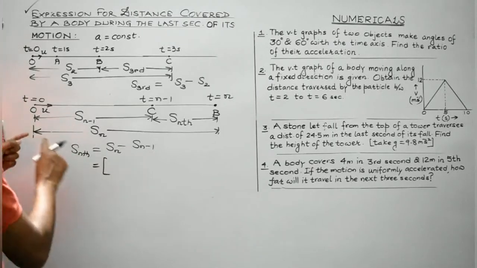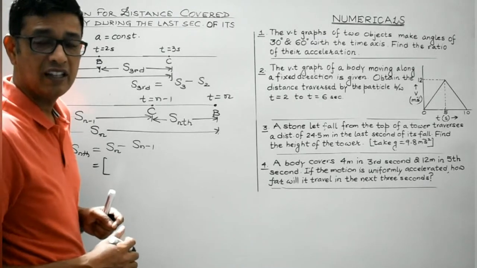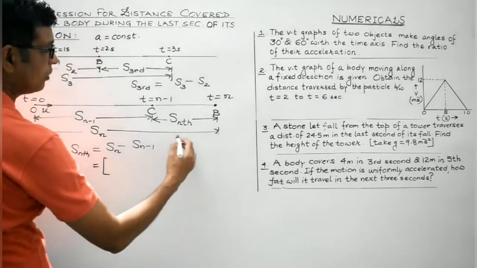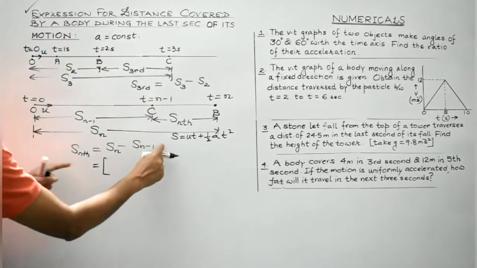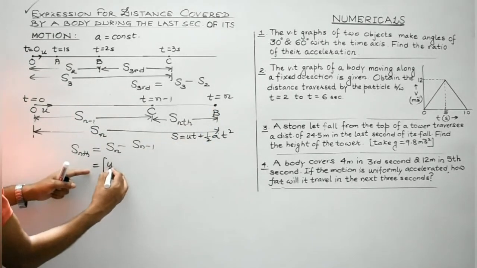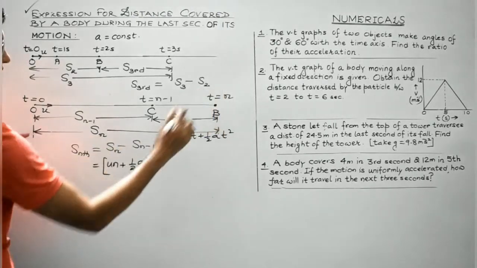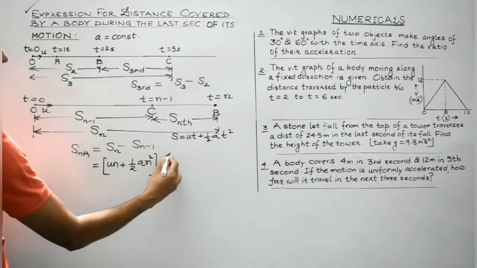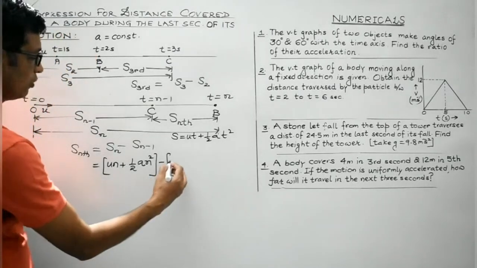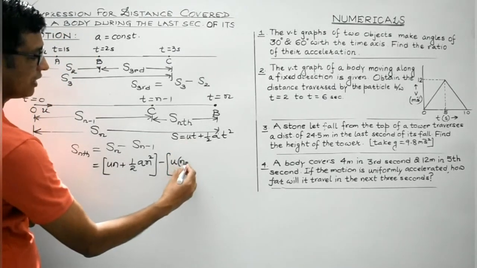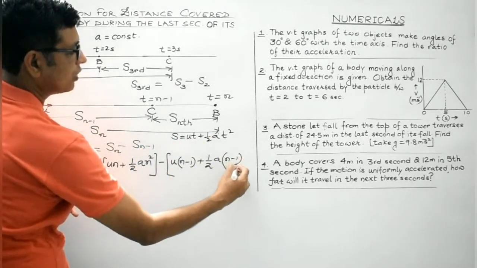What is Sn, students? Total distance covered by the body during time n seconds. We can make use of the second equation of motion. S equals ut plus half at square. So I'll be making use of this equation. So for Sn, t is n seconds. So we'll get un plus half, a is constant, t square, so total time is n, so it will be n square. Minus S(n minus 1). So here in place of t, I must write n minus 1. So it will be u, in place of t I must write n minus 1, plus half a, in place of t I must write n minus 1, whole square.